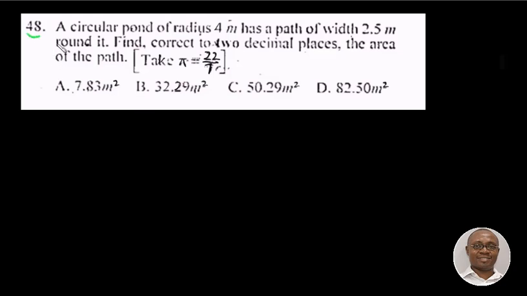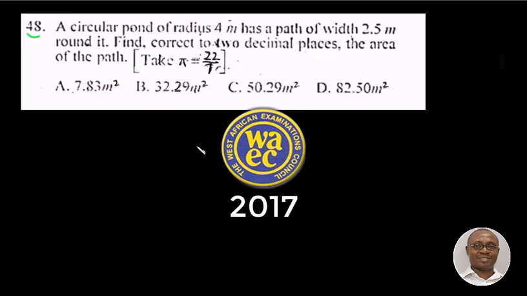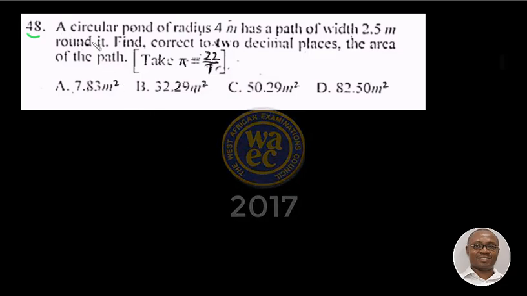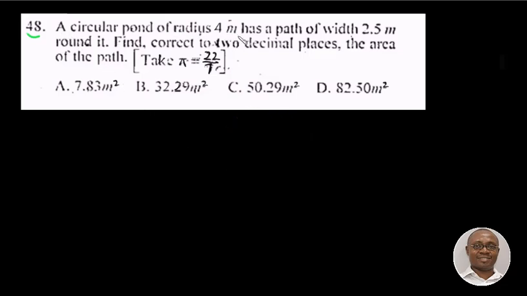This is question 48 of the WAEC 2017, and the question goes this. A circular pond of radius 4 meters has a path of width 2.5 meters around it. Find, correct to two decimal places, the area of the path.